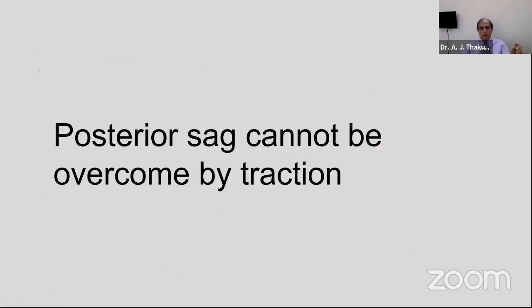Bone-to-bone contact does not occur. Posterior sag cannot be overcome by traction. One can use a pod to lift it up, but not all fracture tables have it, and it does not work efficiently. The crutch being pushed from behind doesn't work. What is going to work? We are going to discuss in a minute. The methods exist, but they are not as efficient. And then we also don't know how to make sure that it is so.